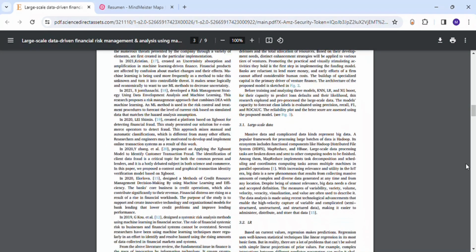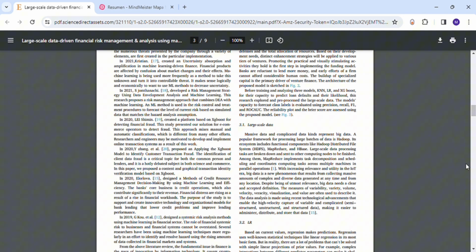Massive data and complicated data kinds represent big data. A popular framework for processing large batches of data is Hadoop. Its ecosystem includes functional components like Hadoop distributed file systems, MapReduce, and HBase. Large-scale data processing tasks are broken down and sent to other computing nodes to be finished. Among them, MapReduce implements task decomposition and scheduling and coordinates computing tasks across multiple machines in parallel operation.